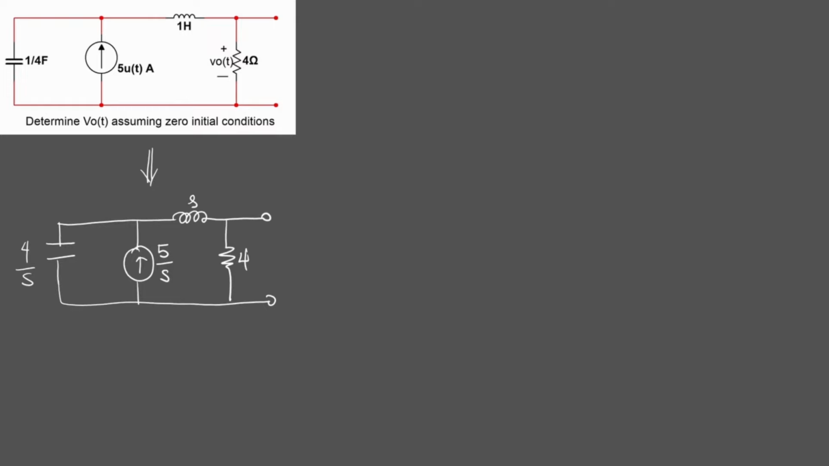5 over s. Alright, so what we're going to do now, we're looking for this voltage, v0 of t. A really amazing thing we're going to do now, we're going to use source transformation. It's elementary; we could use source transformation in the time domain, and we can still use it in the frequency domain. It's like a Norton equivalent, transferring a Norton pair to a Thevenin pair.